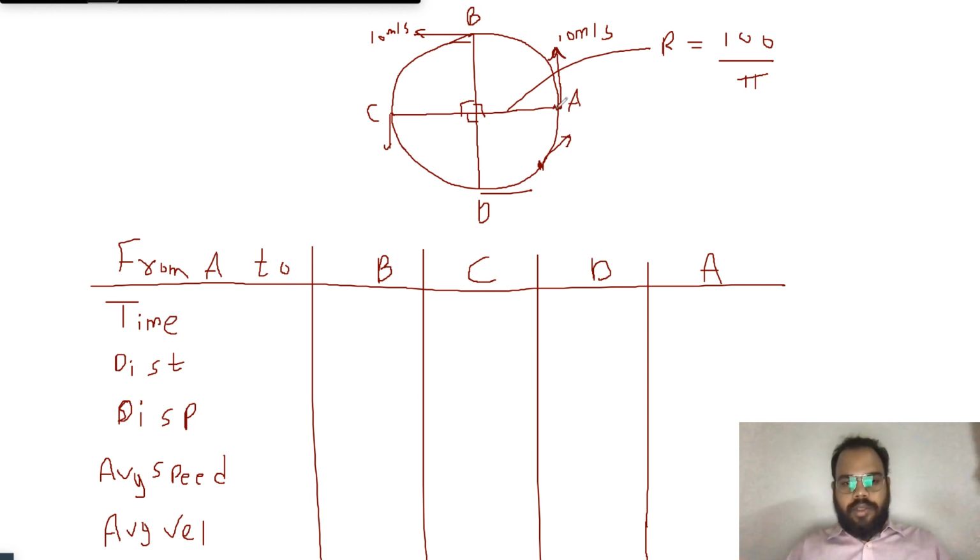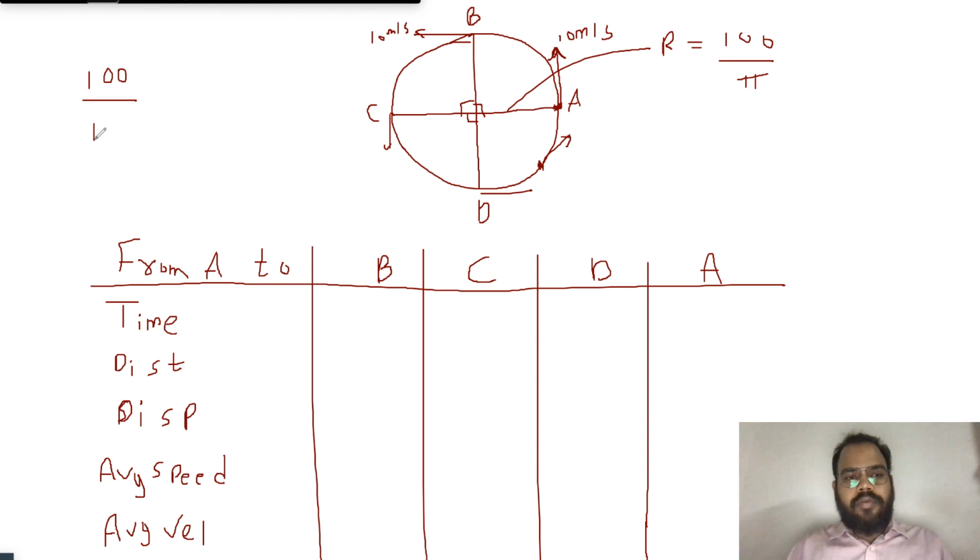To start the solution, I am starting from point A. My speed along the circle is 10 meter per second. So first I will go from point A to point B. First let's calculate the distance from point A to point B, then point A to point C, then point A to point D, then A to A. Now we know from A to B it is a quarter circle. So for distance I need to find the quarter circumference. So my radius is 100 upon pi.